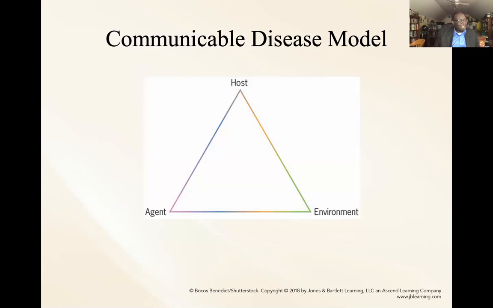Now, if you look at it, you have a triangle. First of all, how many parts are there in a triangle? Or how many sides? There are 3 sides. Now, if you take out any of these sides, it quits being a triangle. And for infection to occur, you remove any of these, the infection ceases to exist.